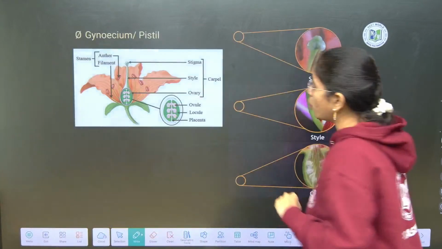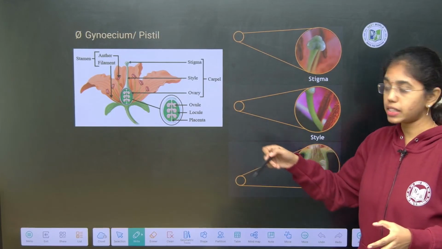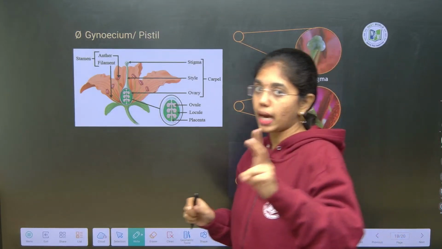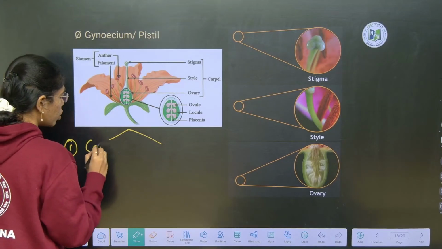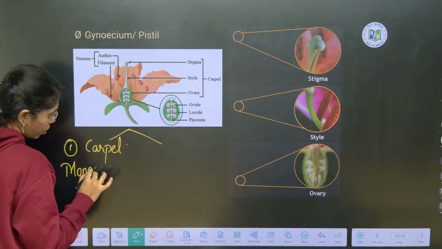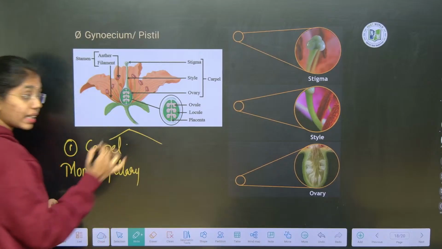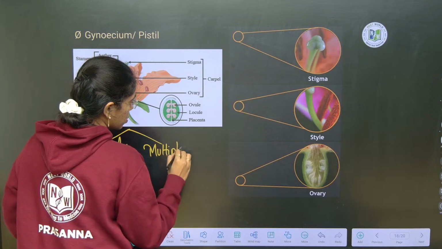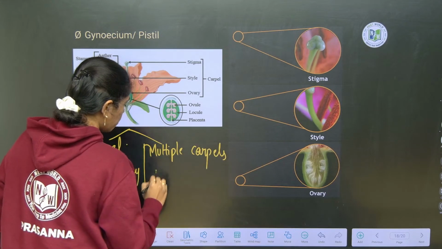After this, we will be going through what? Female reproductive structure, that is gynoecium or pistil. So gynoecium or pistil can have single carpel or many carpels. If it is having single carpel, you will call it as what, beta? Monocarpellary. If it is having multiple carpels, this is known as multicarpellary.